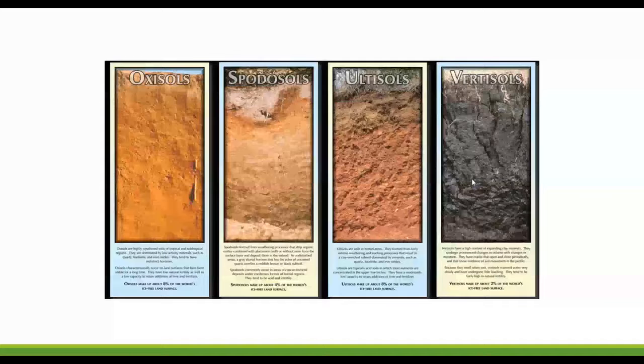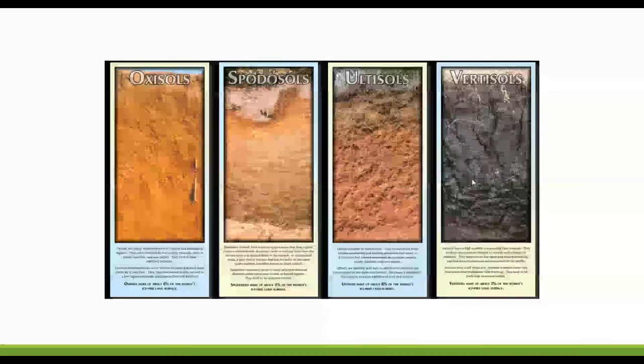Now, what do these colors tell us? We associate bright colors with a well-drained soil, and the dark colors with poorly drained soils. And I think as we go on, you're going to see some of the reasons why this is so.